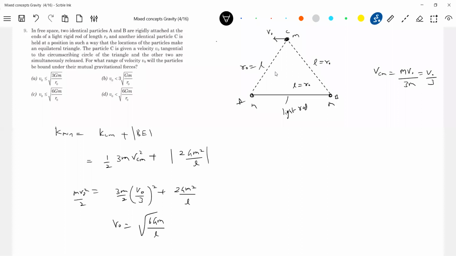For what range of velocity v naught will the particles be bound under mutual gravitational force? So what should be the speed? If it is greater than this, they don't get bound. If it is less than this, they'll get bound. So what option shall I pick up? Should not be bound means definitely what happens? R naught or L, okay, because with R again you'll get confused. I just made it L.